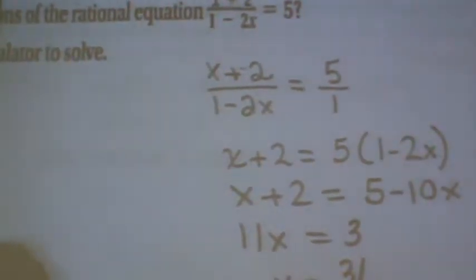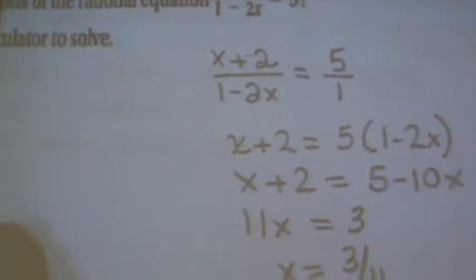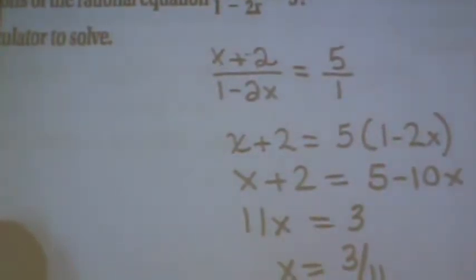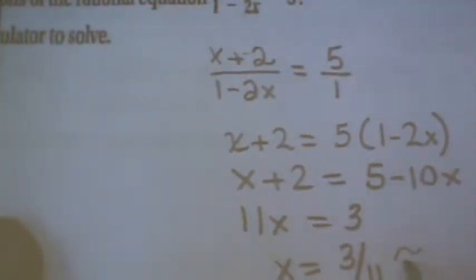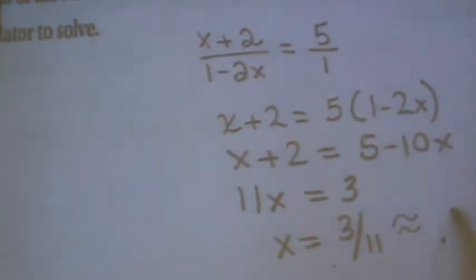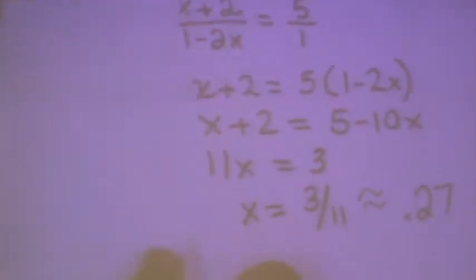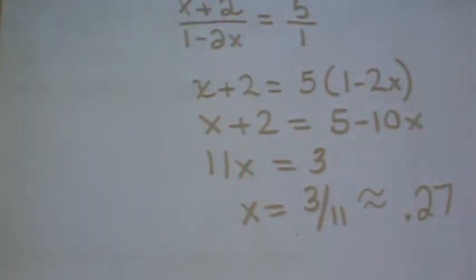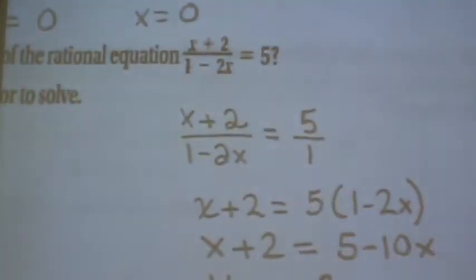can you give me this answer a different way? What other way can you give me 3 11ths? As a decimal. So 3 divided by 11 is 0.27. I like it like this. Keep it. Now I'm going to show you another way that you could solve this problem.